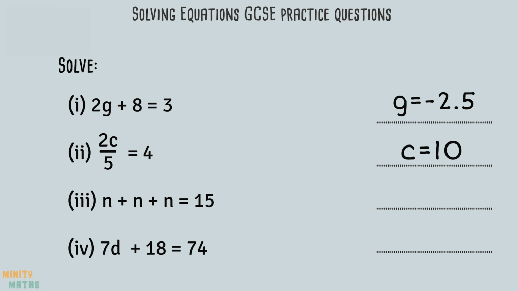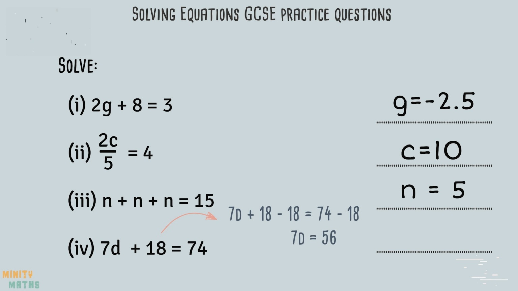Question 3 is a bit different. We are told if we add up 3 lots of n we get 15. So, we need to simplify then solve. If 3n equals 15, then we can divide 15 by 3 to find out what 1n equals. Question 4 also requires us to make more than one step to get d on its own. Firstly, if we take away 18 from both sides, we can see what 7 lots of d equals. Now we can divide 56 by 7 to find out what d equals.